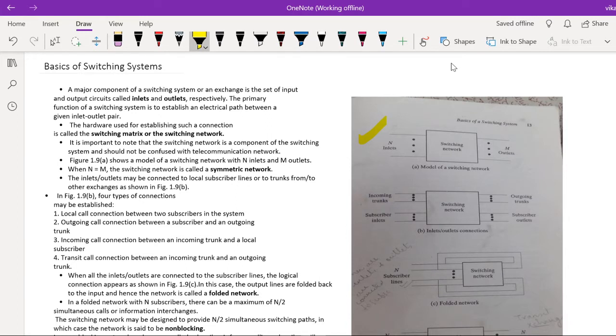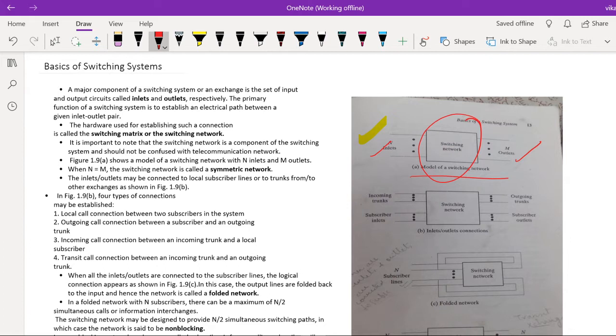The switching system, which is also called the exchange, has a set of input and output circuits. These circuits are called inlets and outlets. The switching system shown here has n inlets and m outlets respectively. The primary function of this switching system is to establish an electrical connection between a given inlet-outlet pair. That means any of the n inlets can be connected to any of the m outlets through this switching system. The hardware used to establish such a connection is called the switching matrix or switching network.